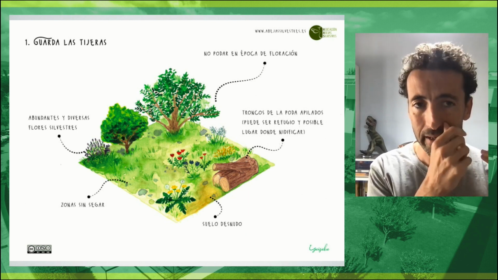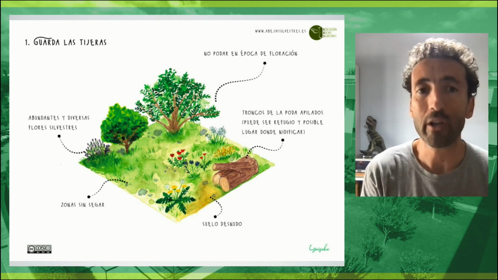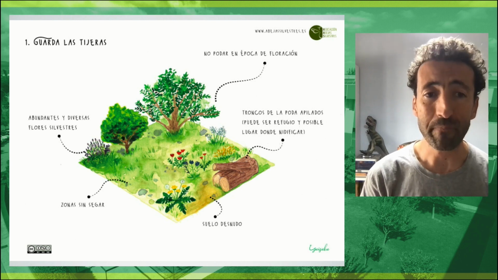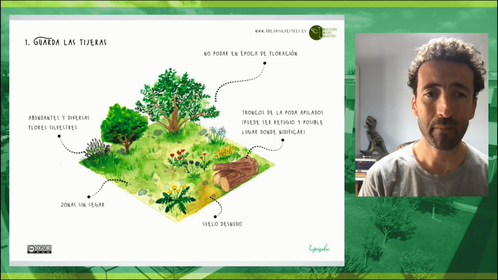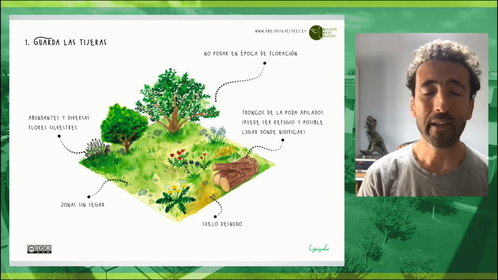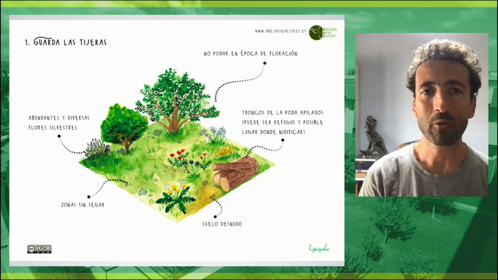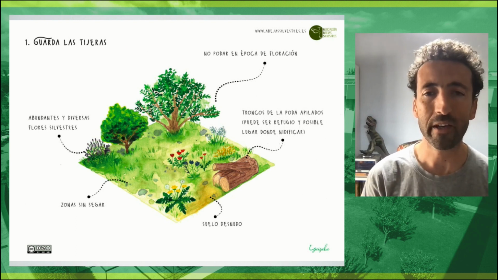remove dead trees, you can just leave them there. It's very important also to have heterogeneous areas so different species can build their nests there. And it's important to have a wilder type of garden. You don't need to have everything nicely cropped.